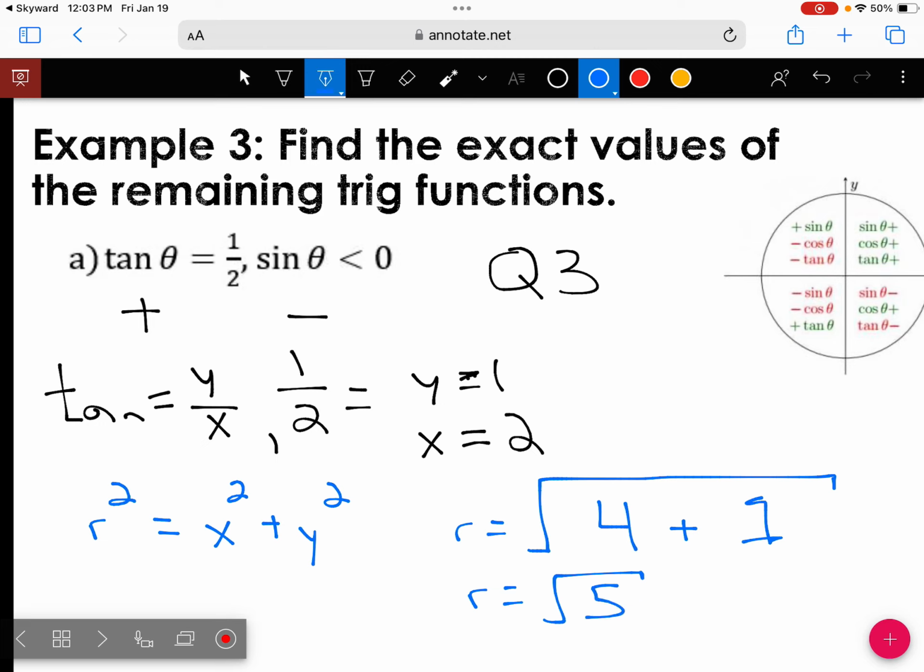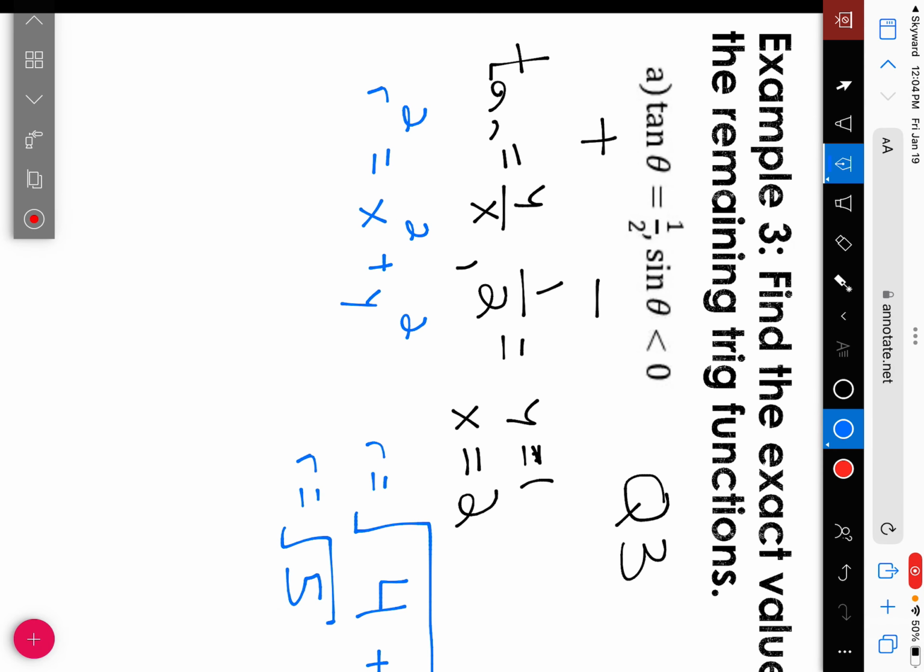Good. So are we on the unit circle? No, not yet. So how do you know we're not on the unit circle? Because r has to equal 1. Only when r equals 1 are we on the unit circle. Otherwise, we're off the unit circle. And that's why it's so important to compute r. And so then we're going to be using these 6 equations a lot for finding the 5 remaining trig functions.